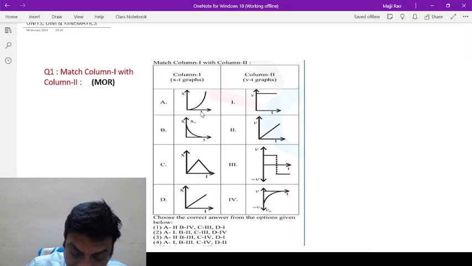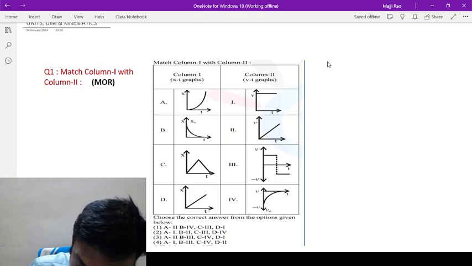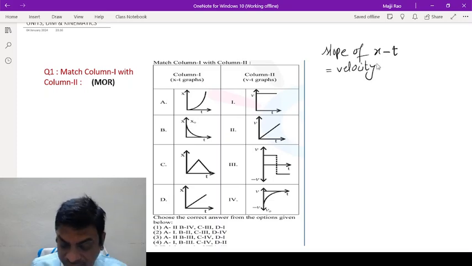Now, coming to these graphs, if we have to match the displacement versus time graph with velocity versus time graph, we should realize that the slope of displacement versus time graph gives you the velocity. I'll write it here, students. So, slope of position versus time or displacement versus time gives the velocity. So, this is what we have to do.